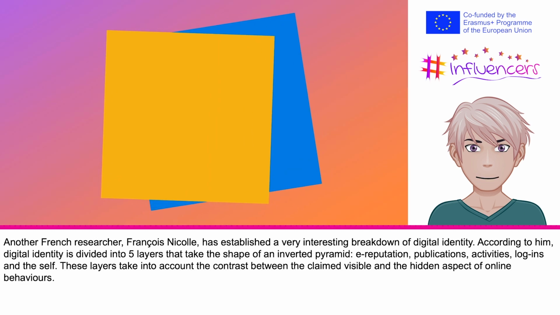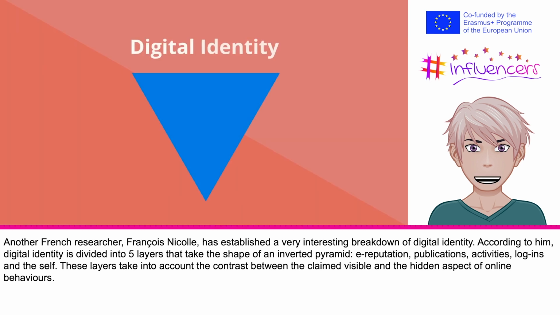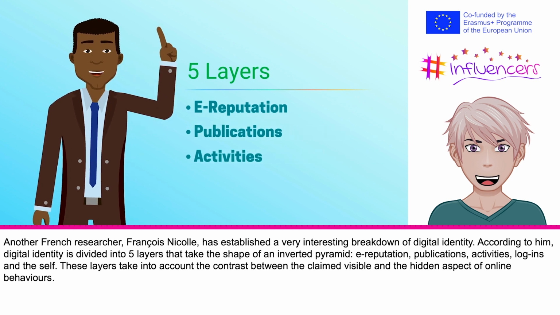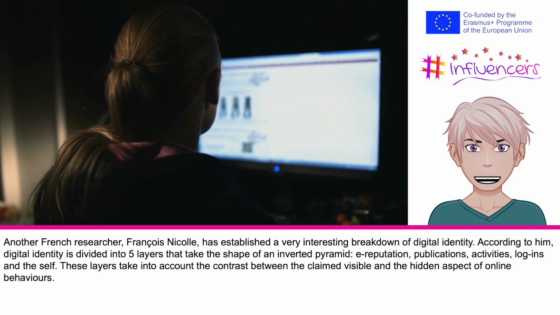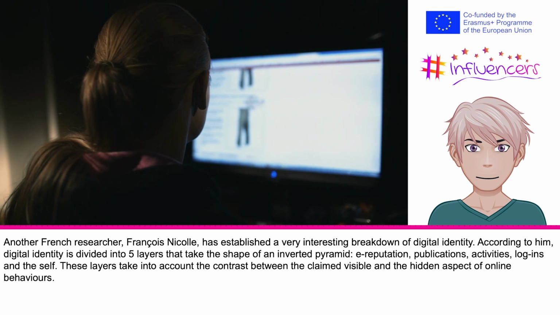Another French researcher, Francois Nicole, has established a very interesting breakdown of digital identity. According to him, digital identity is divided into 5 layers that take the shape of an inverted pyramid: reputation, publications, activities, logins, and the self. These layers take into account the contrast between the claimed visible and the hidden aspects of online behavior.